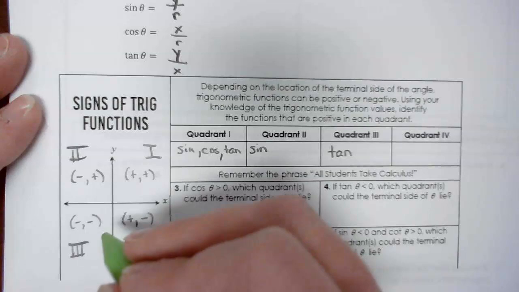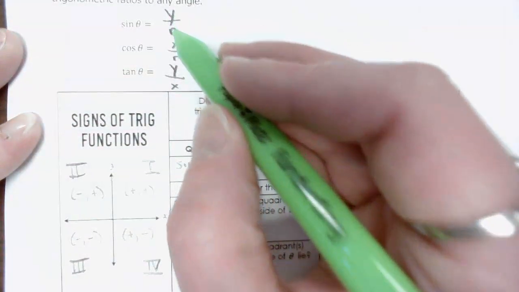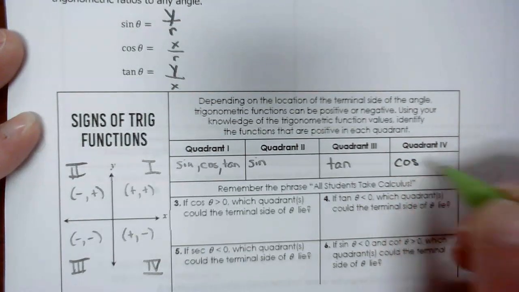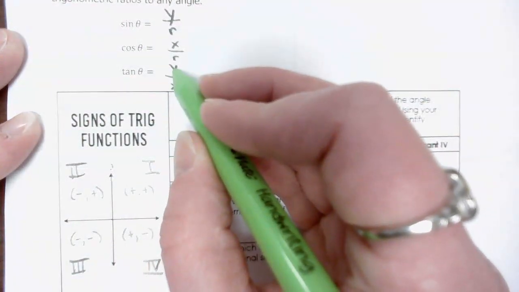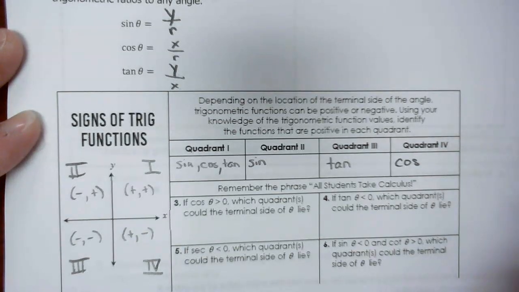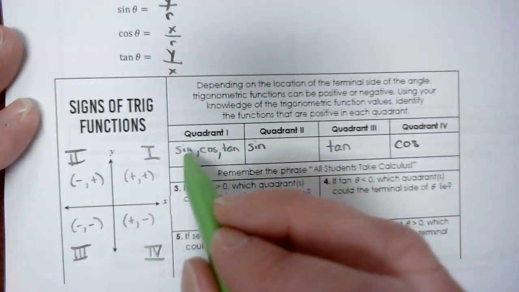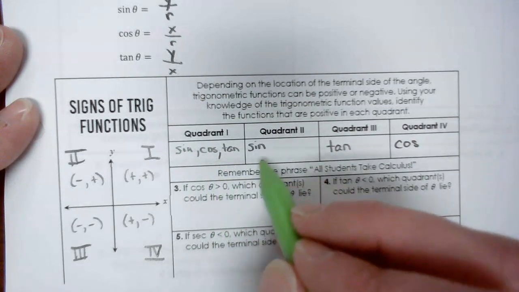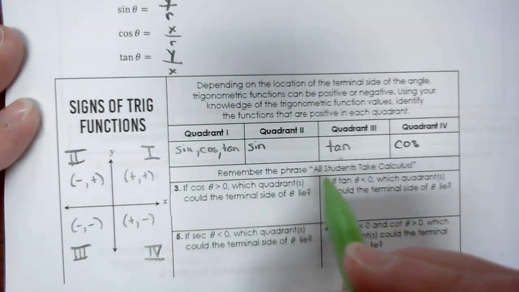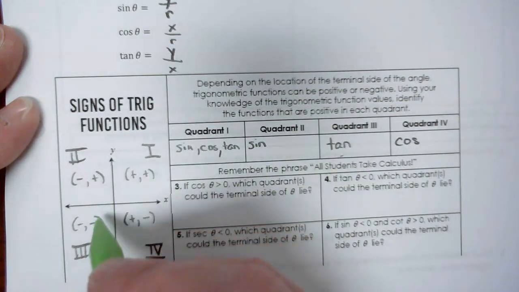In quadrant 4, x is positive, y is negative. So negative, positive, and then that would be negative divided by positive, that would be negative. So some people abbreviate this, all students take calculus, so all of them are positive in first quadrant. Only sine, so S, T is positive in quadrant 3, C in quadrant 4, so A, S, T, C.